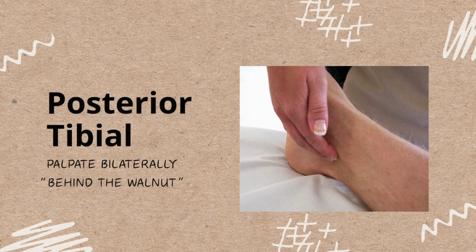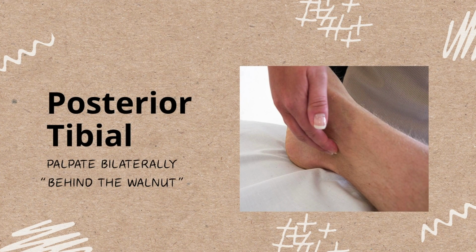The posterior tibial pulse is behind the ankle bone on the inside of the foot. Another way to remember it is it's behind the walnut.